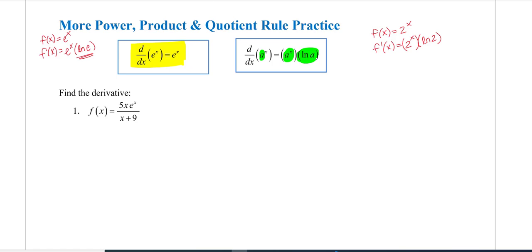So what I see when I look at this is I see that I have a product in the numerator. 5 to the x is one function, e to the x is another. So I'll highlight those two different colors. And then in my denominator, I have x plus 9. Now, you can't just take the derivative of the individual factors here. You are actually applying quotient rule.